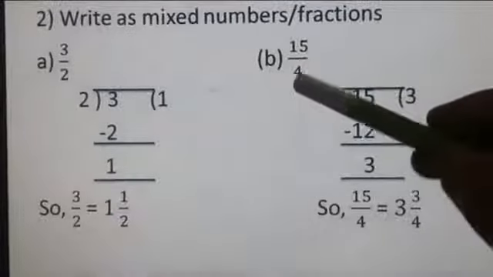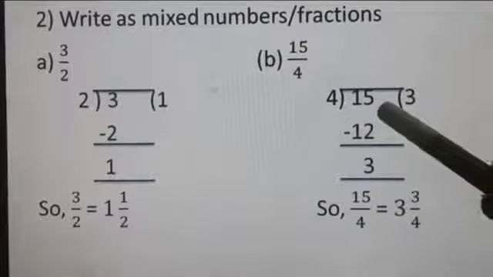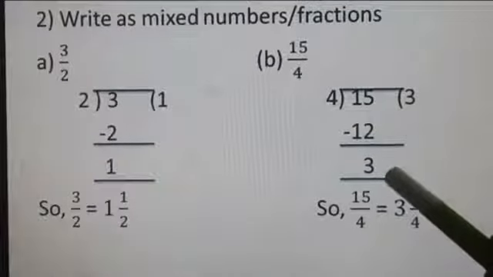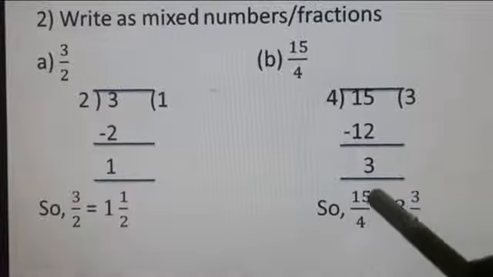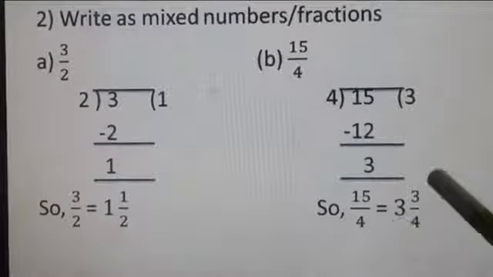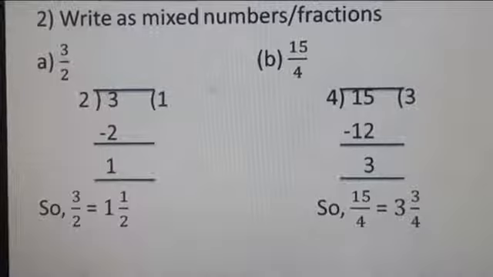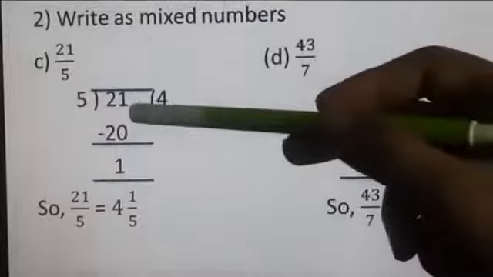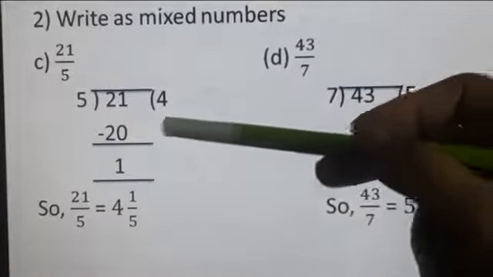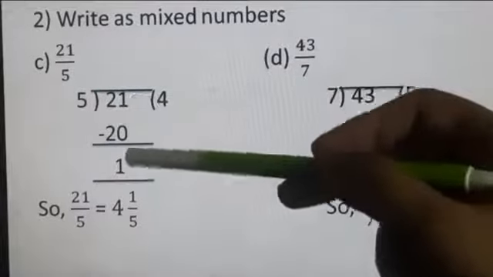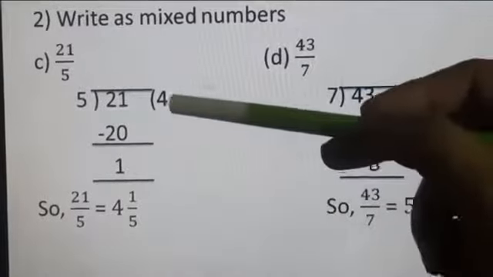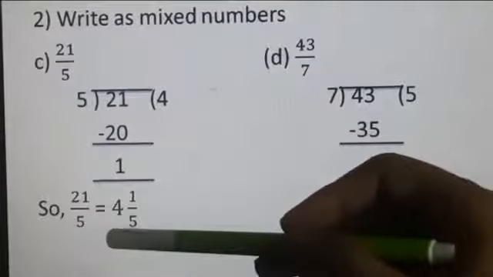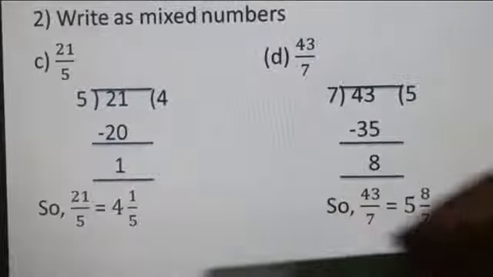B part 15 upon 4. So 15 divided by 4. 4 3s are 12. After subtraction you will get remainder 3. So 15 upon 4 is equal to 3 whole 3 upon 4. Right? Next is 21 upon 5. 21 divided by 5. 5 4s are 20. 1 minus 0, 1. So 4 is quotient, 1 remainder, 5 divisor. 21 upon 5 is equal to 4 whole 1 upon 5.